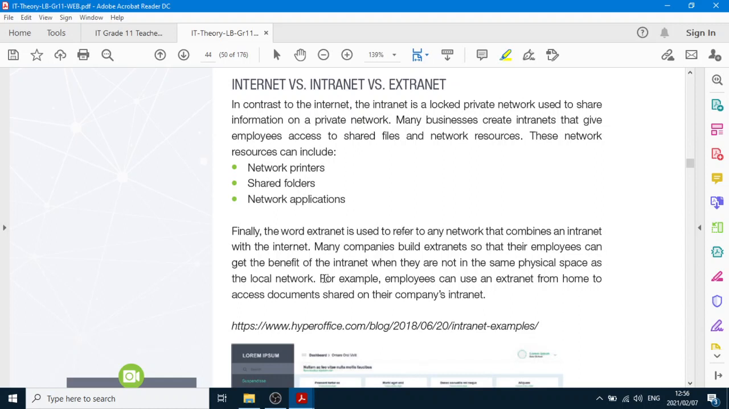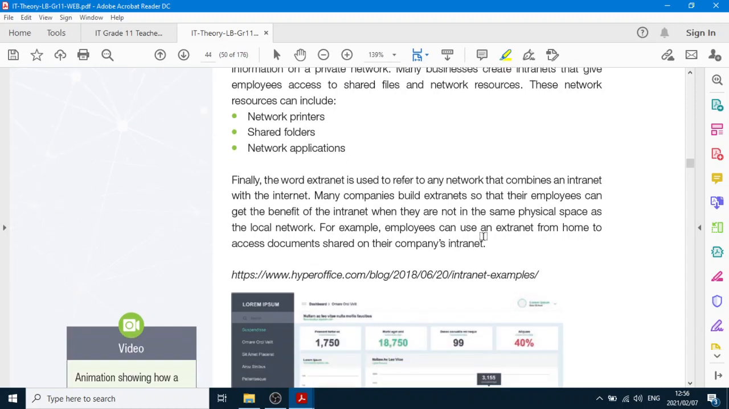And then you have the word extranet, which is any network that combines an intranet with the internet. So basically you have your little intranet at school, but you want to connect to it from home. Then you use an extranet, which gives you a secure connection to your intranet at school. And that is when you use what is that program again? Can't even remember.